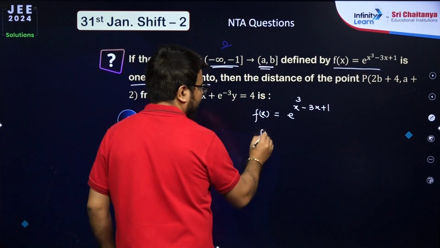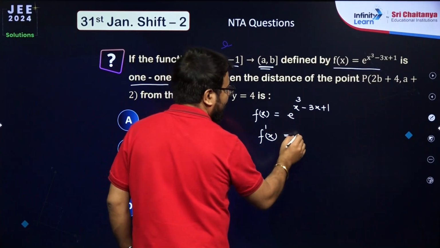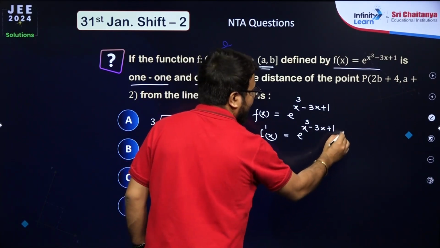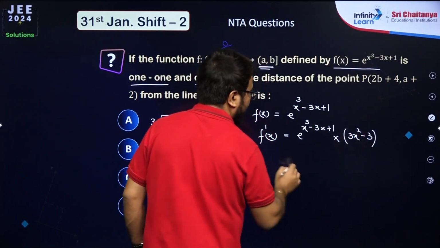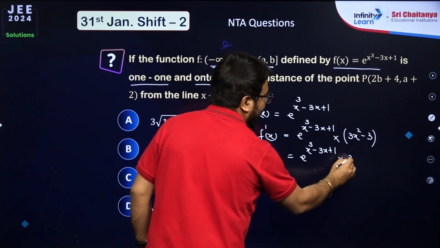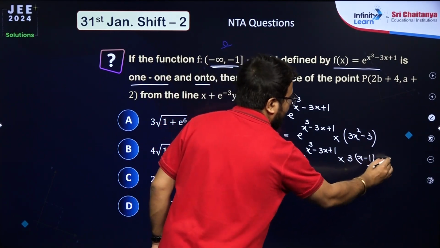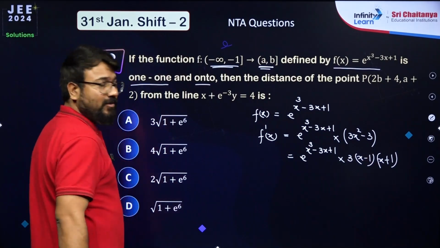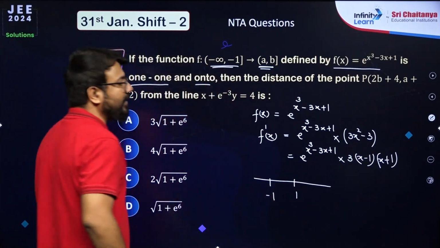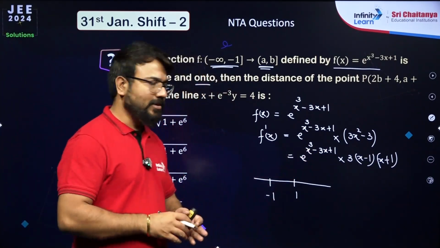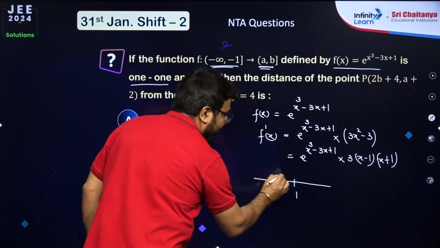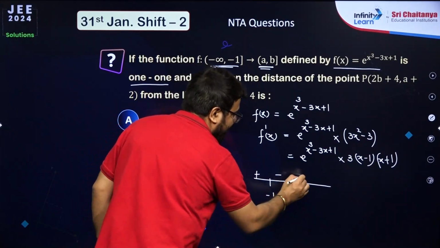Now, let us differentiate it. So, here we will be writing e raised to the power x cube minus 3x plus 1 as it is, multiplied by 3x square minus 3. So, it becomes e raised to the power x cube minus 3x plus 1 multiplied by 3 (x minus 1)(x plus 1). Now I can say about the intervals minus 1 and plus 1. If I keep the value of x as 0, e raised to the power 1 will be positive. Here it is negative, here it is positive. So here we are getting f dash negative. Here we are getting f dash positive and here we are getting f dash positive.